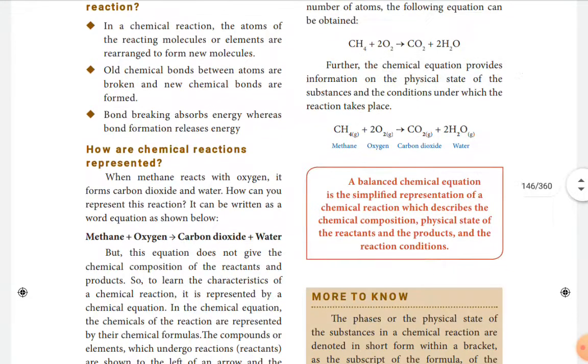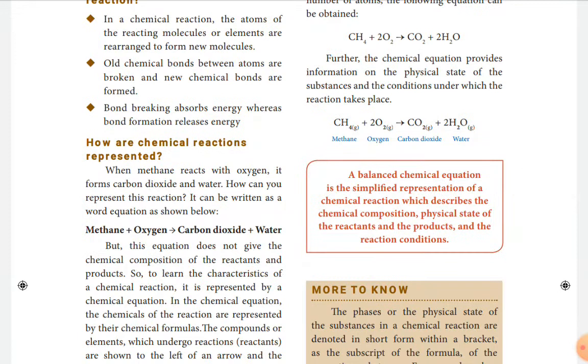Now, while writing a chemical reaction, you have to check whether the chemical equation is complete, that means balanced, or a skeletal equation. According to the law of conservation of matter, matter cannot be created or destroyed. So the mass of the reactants is always equal to the mass of the products. Then only the chemical equation is balanced.